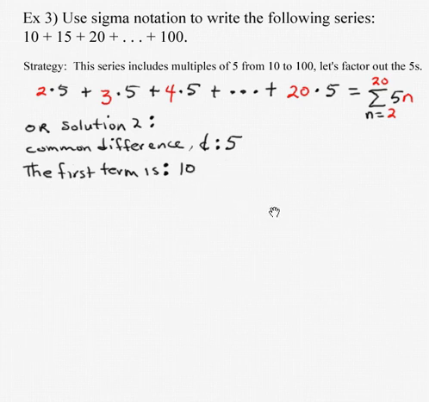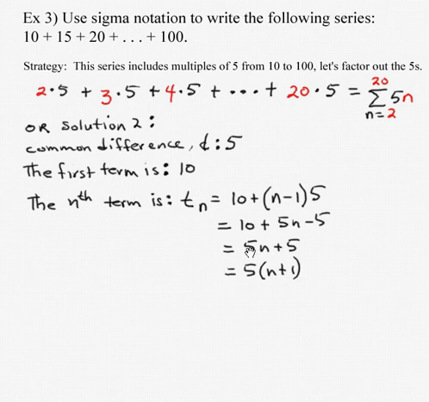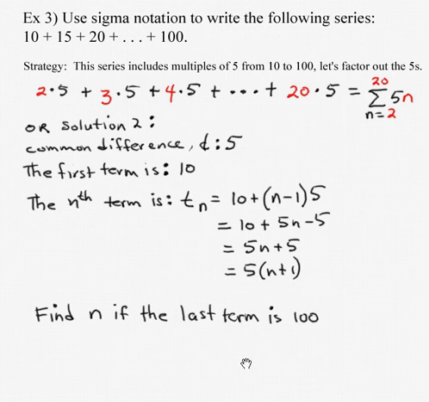Another approach is to find the common difference in this arithmetic sequence, which is 5. Write the first term, which is 10. Find the nth term. The formula for that, t sub n, is the first term, 10, plus the number of terms minus 1 times the common difference, 5. Distribute out the 5 is 5n minus 5. And 10 plus negative 5 is 5. So we have 5n plus 5 as our formula. But let's factor that 5 out. And what we can say is this.